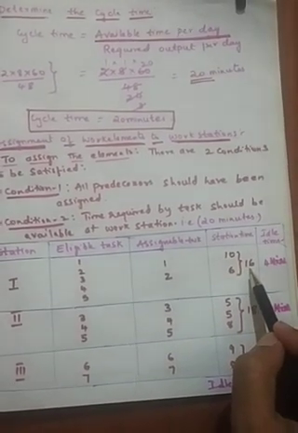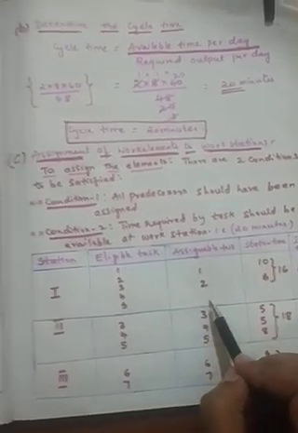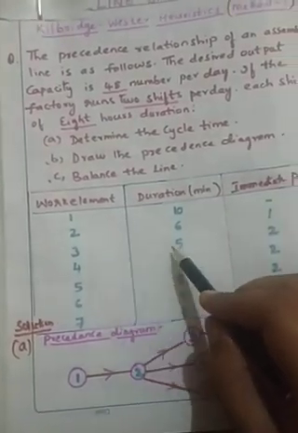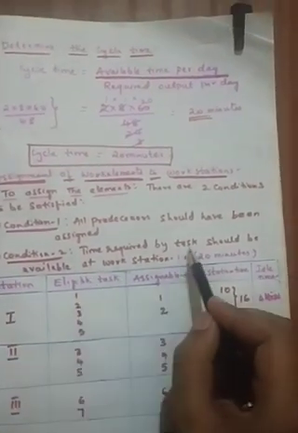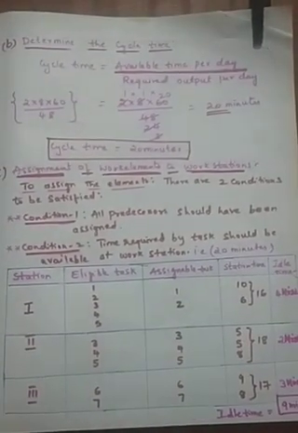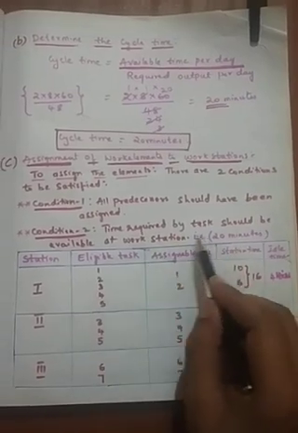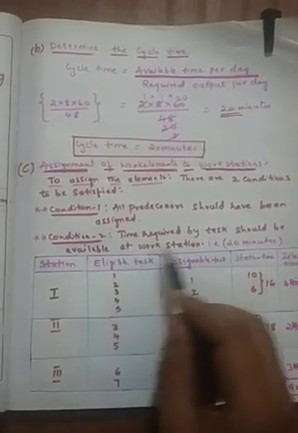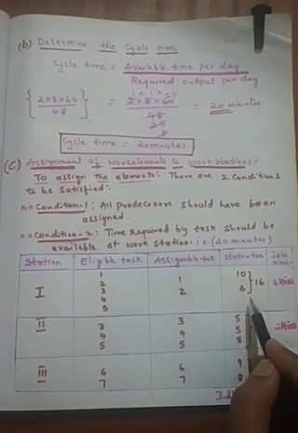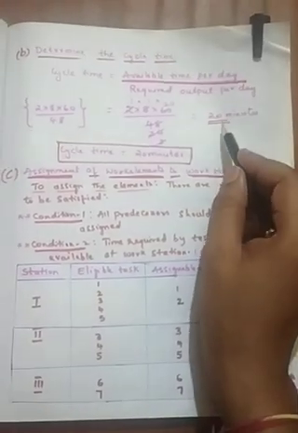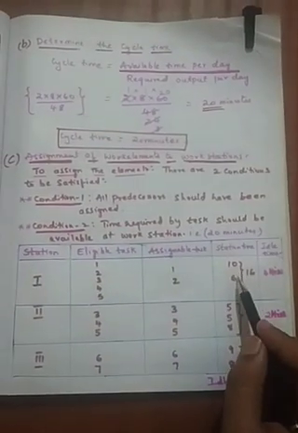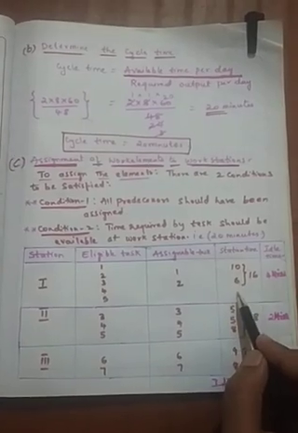16 minutes have been done. If I assign 3, 4, 5 also, you can see for 3 there is 5 minutes. So if I assign, 10 plus 6, 16 plus 5, 21. So the second condition is telling that it should not cross the cycle time of 20 minutes. The time required by the task should be available. The available time should be there. That is, it should not cross more than 20 minutes. So here it is 10 plus 6, 16. Still 4 minutes is remaining.